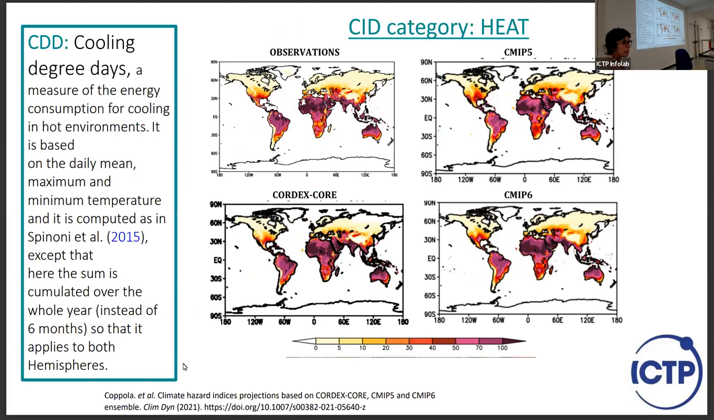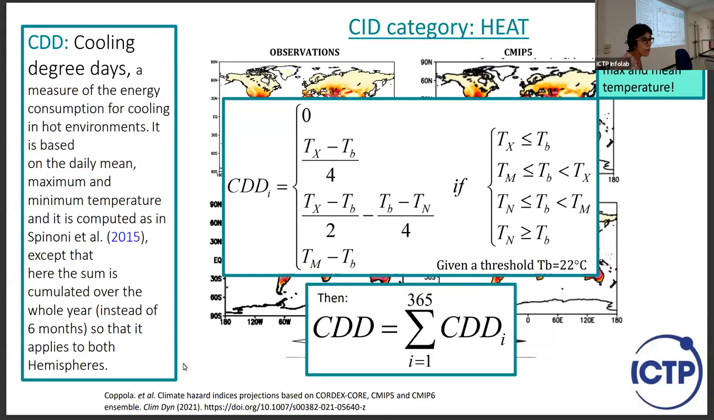This is another index, the cooling degree days, CDD, which is a measure of the energy consumption for cooling in hot environments. It is computed by solving this simple operation.